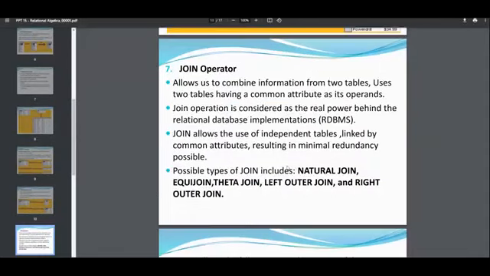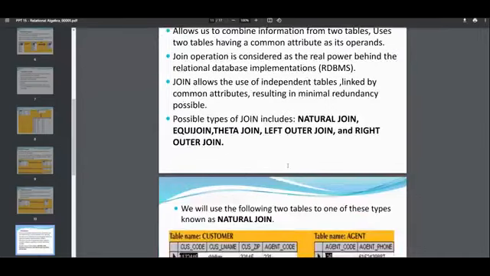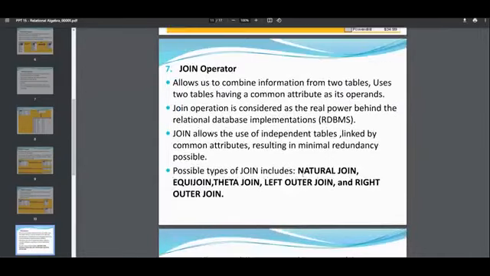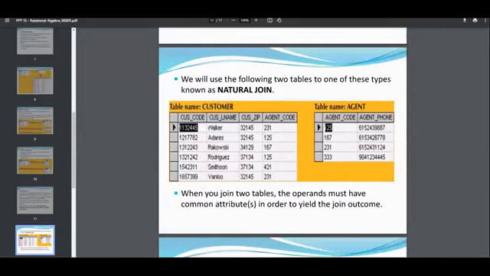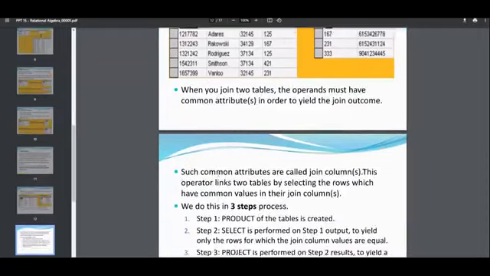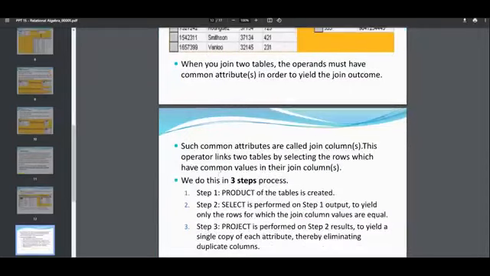Join operator, same kind of simple concepts, but joins are of many types: natural join, left outer join, right outer join, theta join, and other kinds of joins are there. So this is the way that natural join works. So customer and agents tables can be found there. When you need to join these tables, what would be the thing you have to do? You have to follow some steps to join them while you are trying to join them.